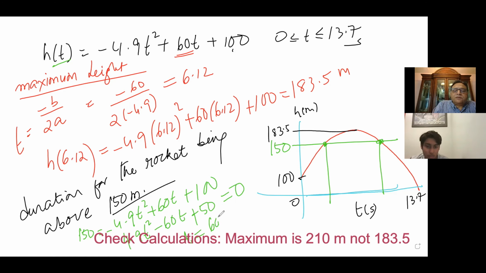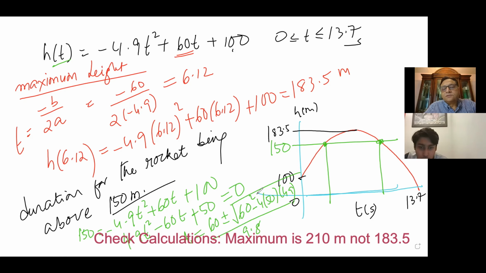So t will be 60 plus or minus square root of 60 squared minus 4ac. So 4 times 50 times 4.9 over 9.8. You can calculate this value now, right? Yes, sir. Calculate. So 60 squared, so 3,600, minus 4 times 50 times 4.9. This is 4.9, okay? Times 4.9, sir? Yes, sir.